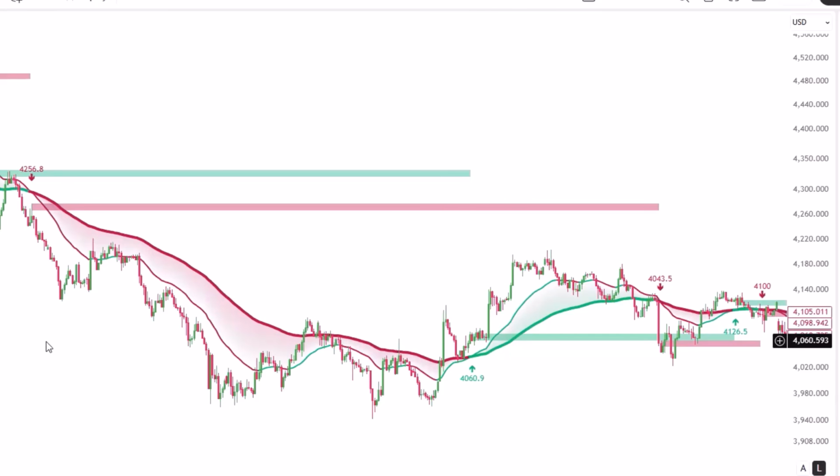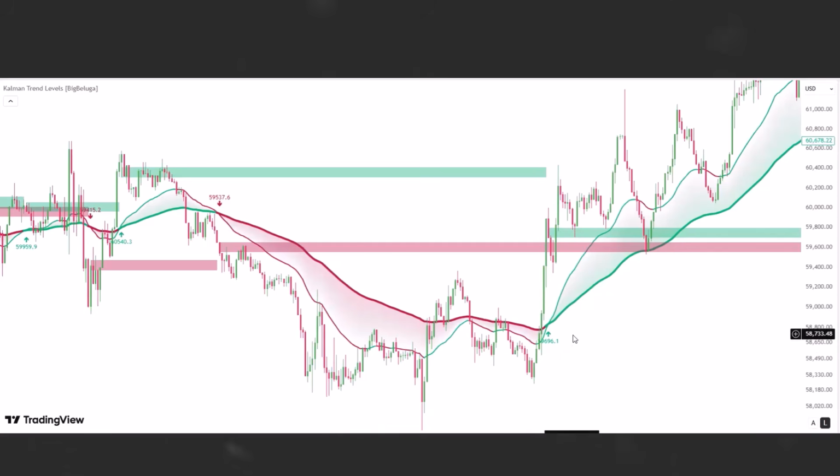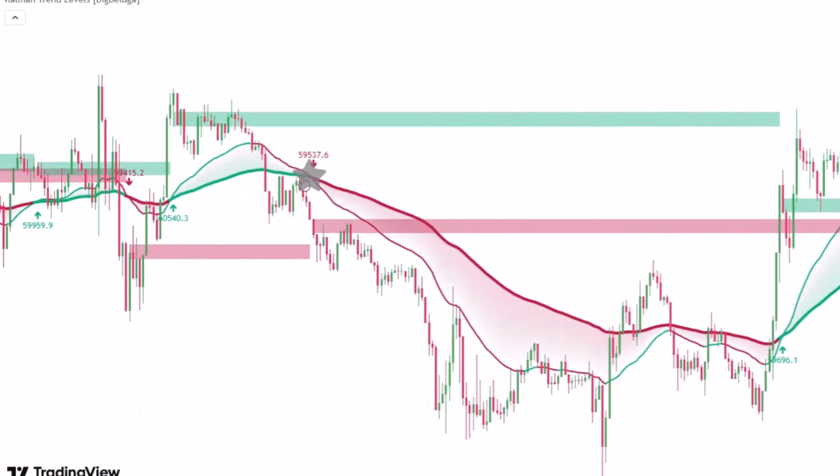Now that we understand the different parts of the indicator, the next step is learning how to read its signals correctly. How to read signals. The first signal confirms the relationship between the two Kalman lines. When the fast Kalman crosses above the slow Kalman, it suggests that bullish momentum is increasing and buyers may be taking control of the market. On the other hand, when the fast Kalman crosses below the slow Kalman, it suggests that bearish momentum is increasing and sellers may be gaining the advantage.